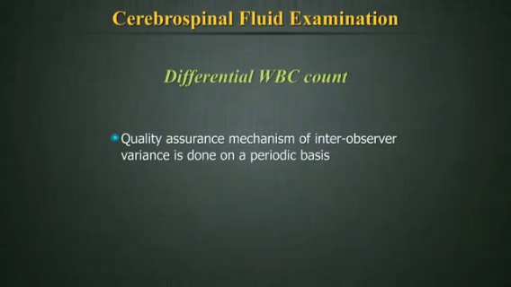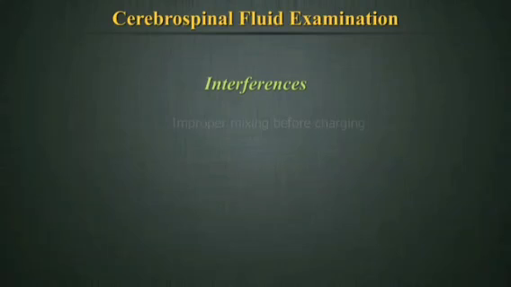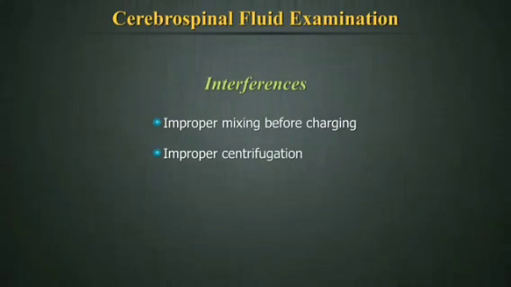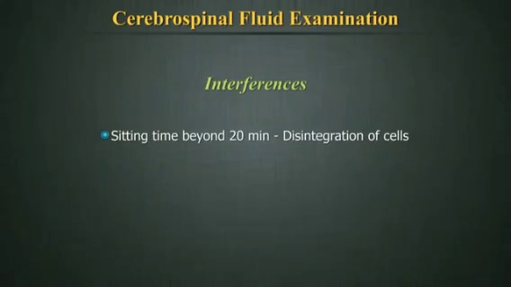A quality assurance mechanism of inter-observer variance, that is, testing by at least 2 people and analyzing each report, should be done on a periodic basis. Interferences: improper mixing before charging, improper centrifugation, air bubbles. Sitting time beyond 20 minutes will result in disintegration of cells. Stain debris.